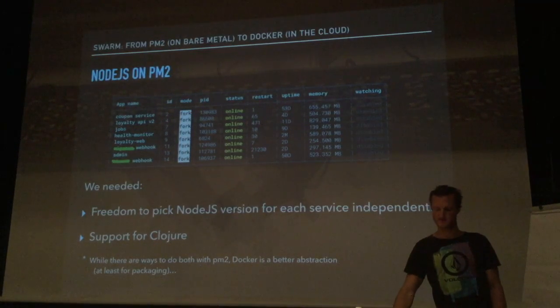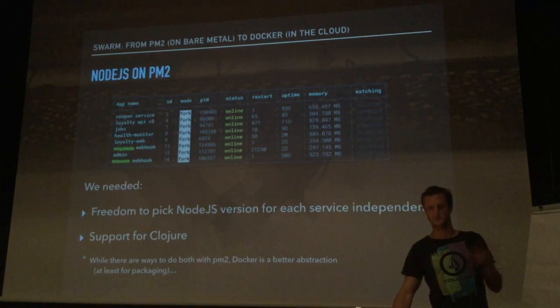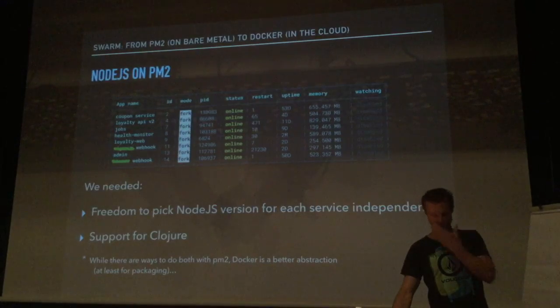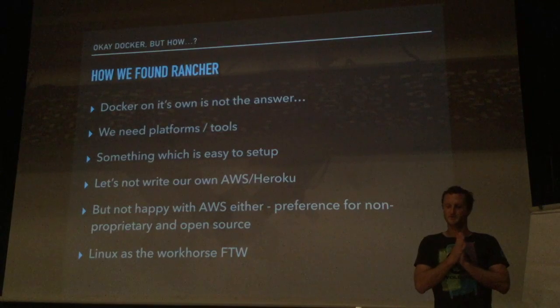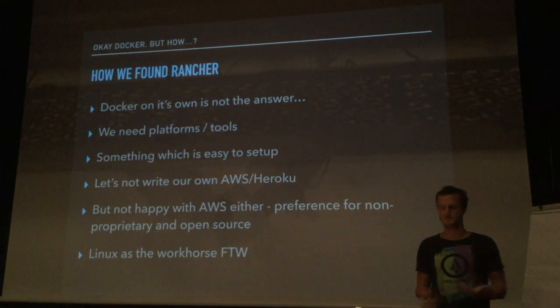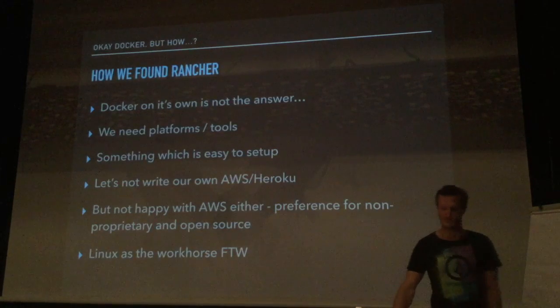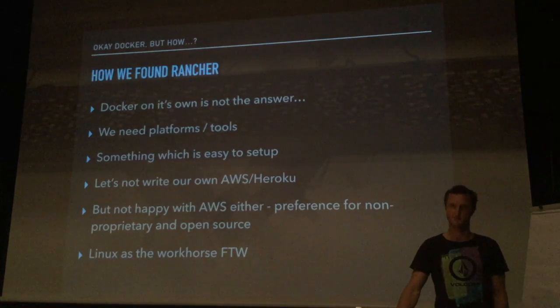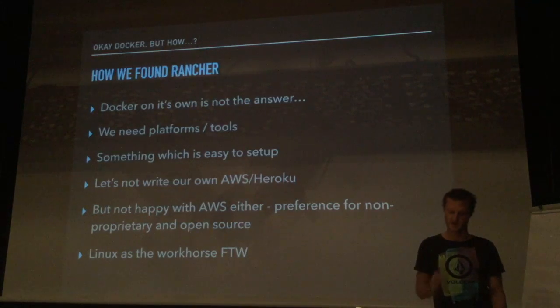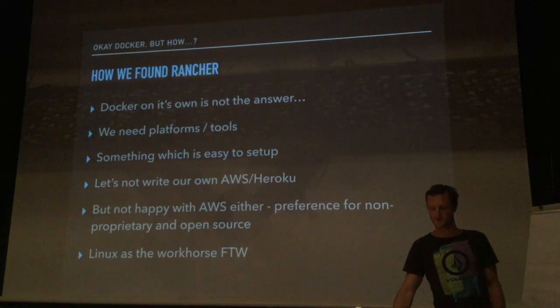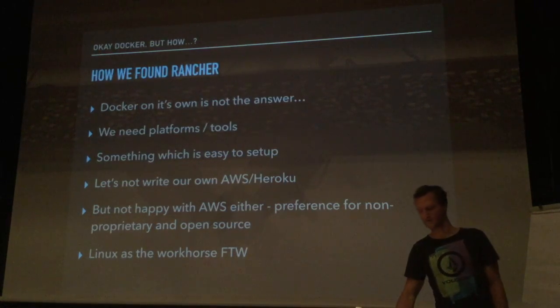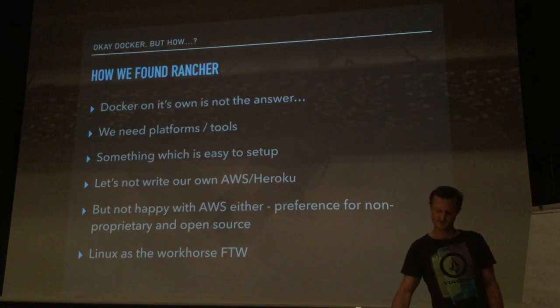And for that, Docker in itself is a much better abstraction. Just on the packaging level, it lets you make sense of everything in a congruent fashion. But on its own, Docker isn't the answer, or at least for me it wasn't. We still need some platform tools, and because we're small, it needed to be very easy to set up. So we don't want to write our own AWS or Heroku stack, but we kind of want our own Heroku. We want git push to deploy. We're not there yet.